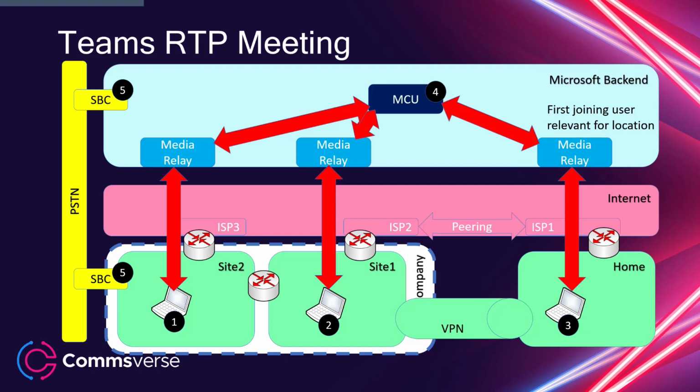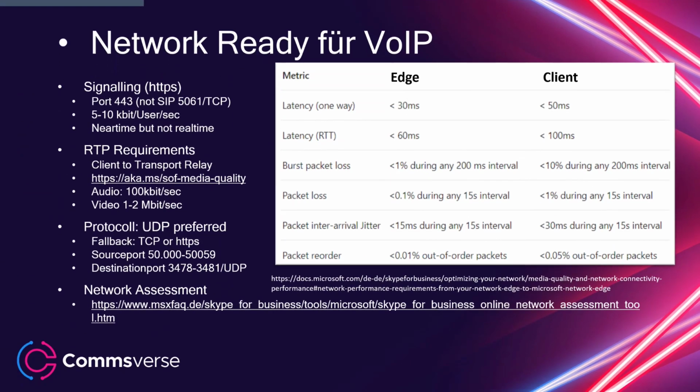Small trick. If you are the organizer, join early. So the conference MCU is nearby your location and not from the other one. These are the Microsoft statements. I think you all know that. The only thing is, how do you measure that?